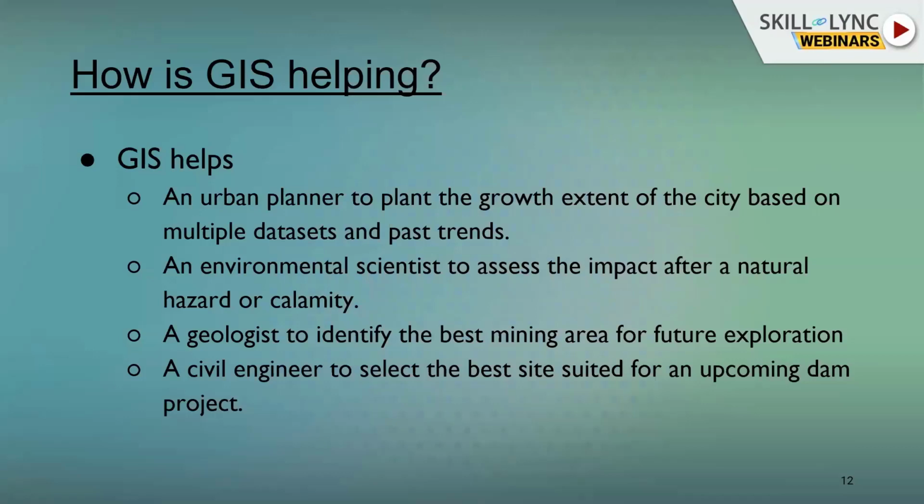Okay, so a civil engineer would be selecting a site best suitable for his upcoming dam project. Maybe it's an earthen dam, or there are different sorts of dams. So how would he plan it? How would he look at it? Right? Soil analysis has to be done, and highland areas have to be planned. Any villages coming nearby or not, a proximity analysis has to be done. Also vegetation areas should not be affected, otherwise it would deteriorate crop fields. So various aspects are there.